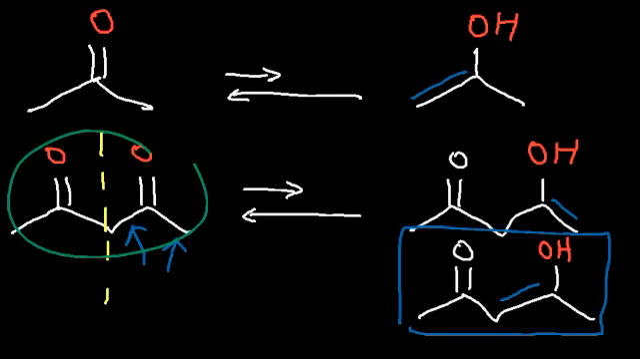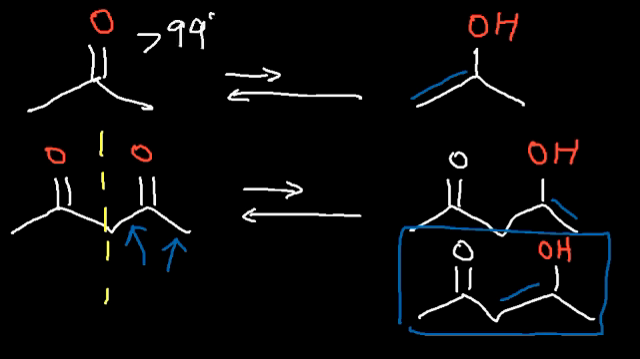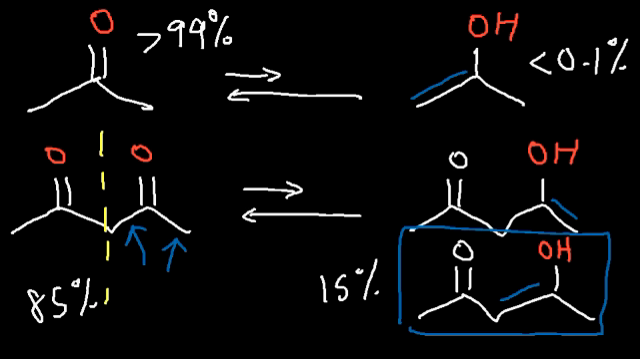Nevertheless, this ketone form is more stable than the enol form. So the equilibrium is directed towards the reactants. Notice that we have a bigger arrow towards the left. Now for the first reaction, more than 99% is in the form of the ketone, and less than 0.1% is in the form of the enol isomer. Now for this particular example, it's much more stable. There are two reasons. But first, let me give you the relative percentages. About 85% is in the ketone form, and about 15% is in the enol form.